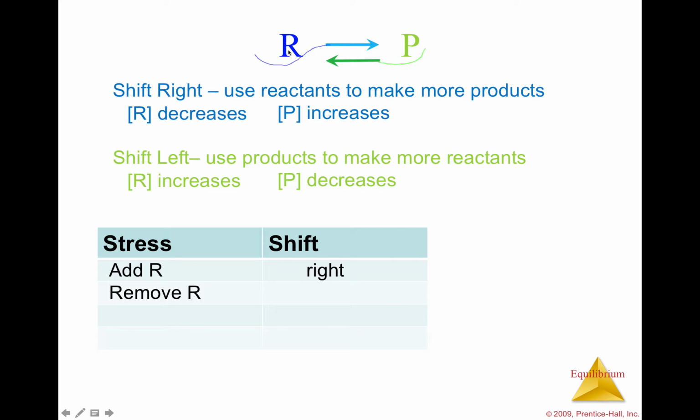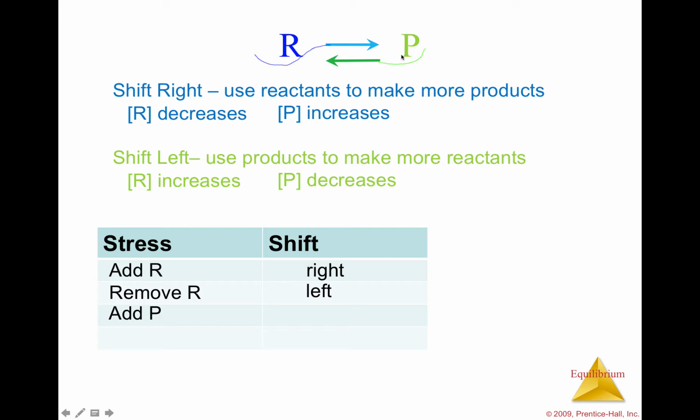How about if I remove reactants? If I remove reactants, that means I've got too few reactants in my beaker. I'm no longer at equilibrium. The system will shift to reestablish equilibrium by making more R. So how do we make more R? We're going to shift left. By shifting left, the reaction will use up P, it will decrease, and make more R.